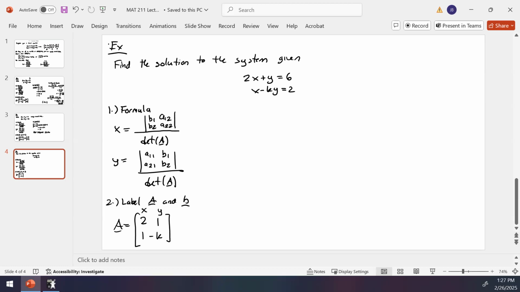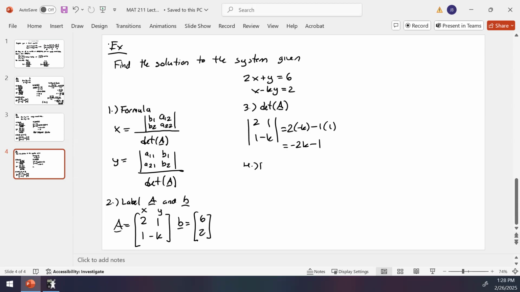So now we have a variable inside of our matrix, which is kind of new, essentially. So how do we deal with that? Then step 3 is to find the determinant of A. So the determinant of A, which was 2, 1, 1, K, is equal to 2 times negative K minus 1 times 1. And so I get negative 2K minus 1. That's our determinant for the denominator. And from there, we now just plug in. So step 4 is to plug in to the formula.